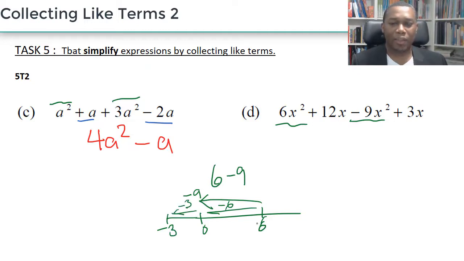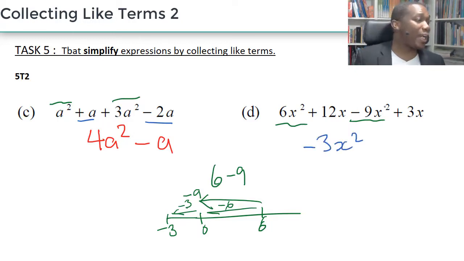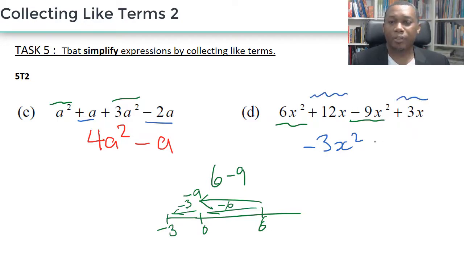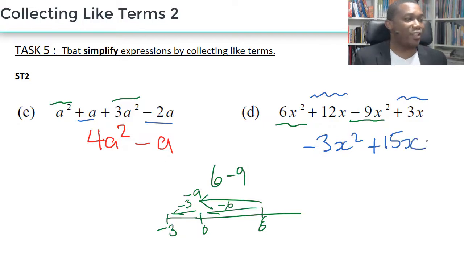I started at 6. This is a 6, really. Take away 6 gets you to 0. You need to take away another 3, getting you to minus 3. So your first term is minus 3x squared. 6x squared take away 9x squared gives you minus 3x squared. And then the last one, plus 12 plus 3. 12 and 3 is 15, so plus 15x is what you would have as an answer.